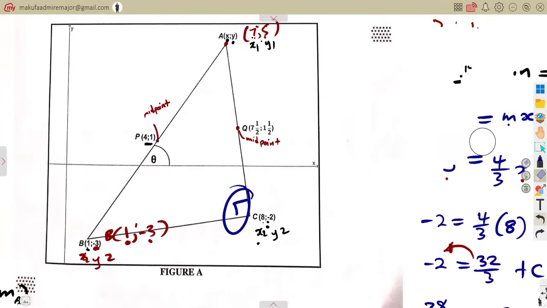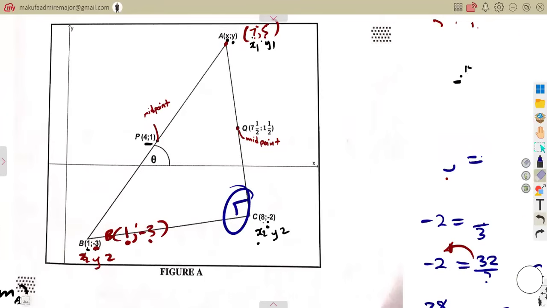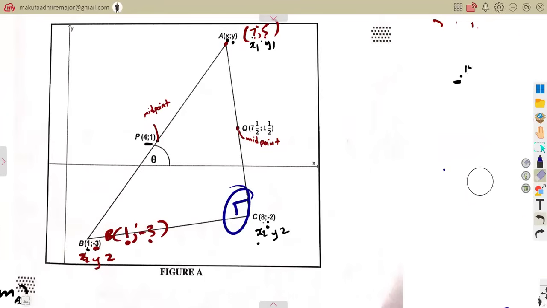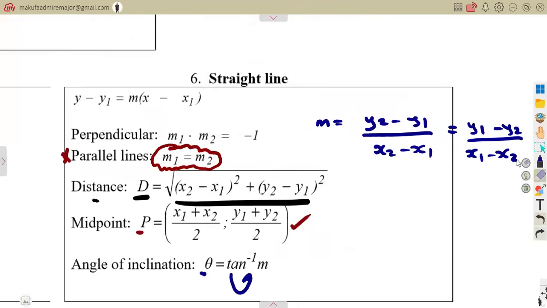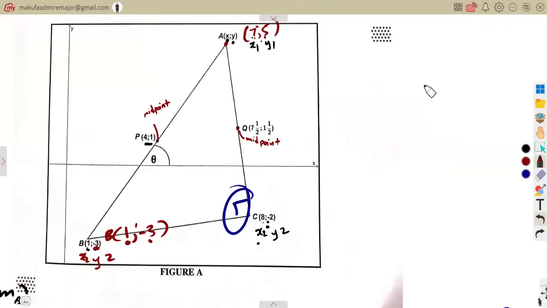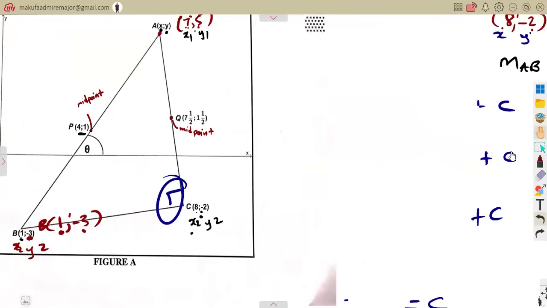I think we can just take it straight, guys, from the concept of the gradients again, because the points are already there. So let's go back to the perpendicular concept. The product of the gradients this time must be -1. If two lines are perpendicular, the product of their gradients must be -1. So in this case, we are working with the line BC.